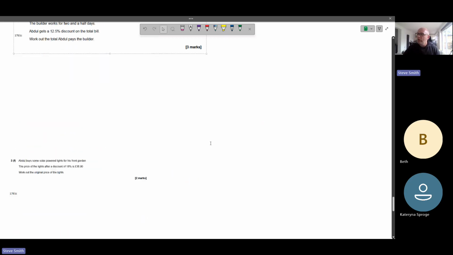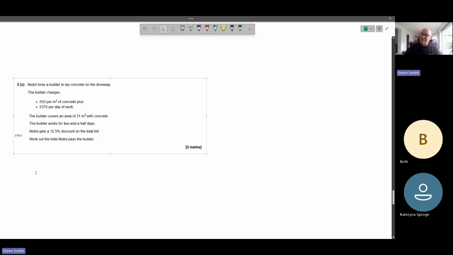Okay, we've got our calculator question again. So we're allowed to use that calculator because it says C there. Abdul hires a builder to lay concrete on the driveway. The builder charges £50 per square metre of concrete plus £375 per day of work. The builder covers an area of 31 metres squared with concrete. The builder works for 2.5 days. Abdul gets a 12.5% discount on his total bill. Work out the total bill Abdul pays the builder.